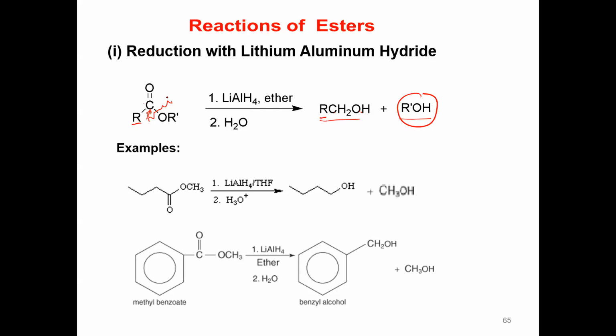Okay, it depends on the type of alcohol. For example, here we have 1, 2, 3, 4, so this is butanoate. This is methyl butanoate. So it will produce 1-butanol and also methanol. So it breaks here.